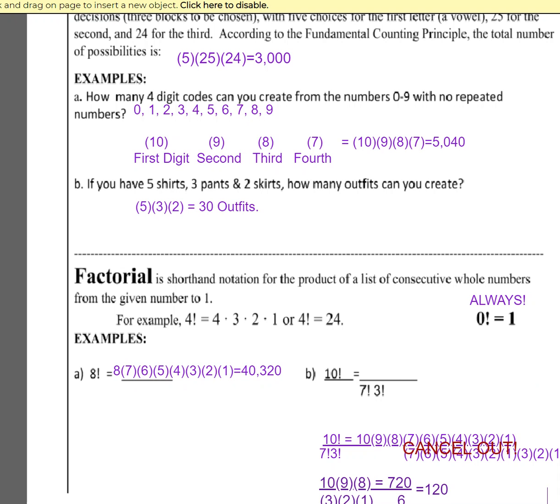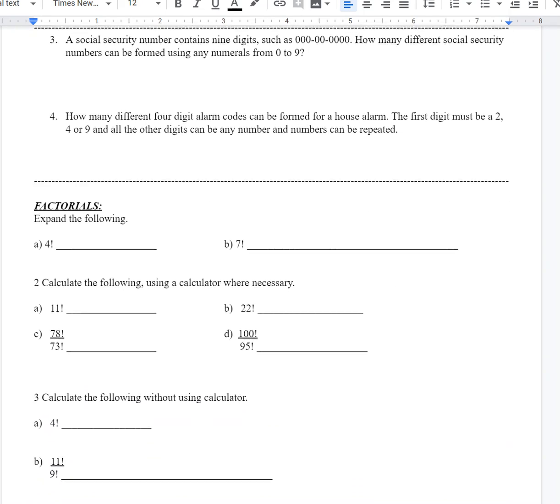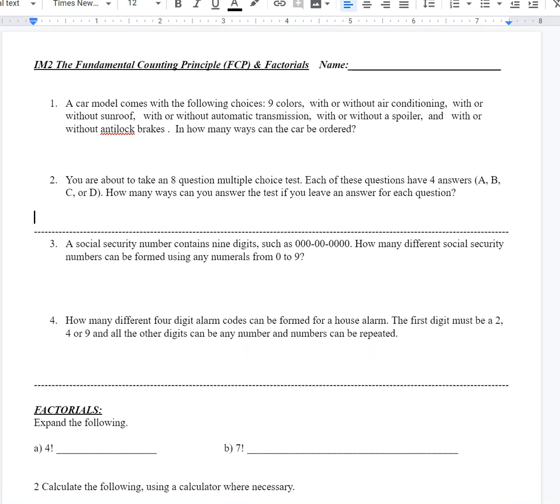Tired. All right, so let me go ahead and click over to this worksheet. This is your work for today. It'll go pretty quickly, hopefully. Here I see the top half is all the FCP, or fundamental counting principle.